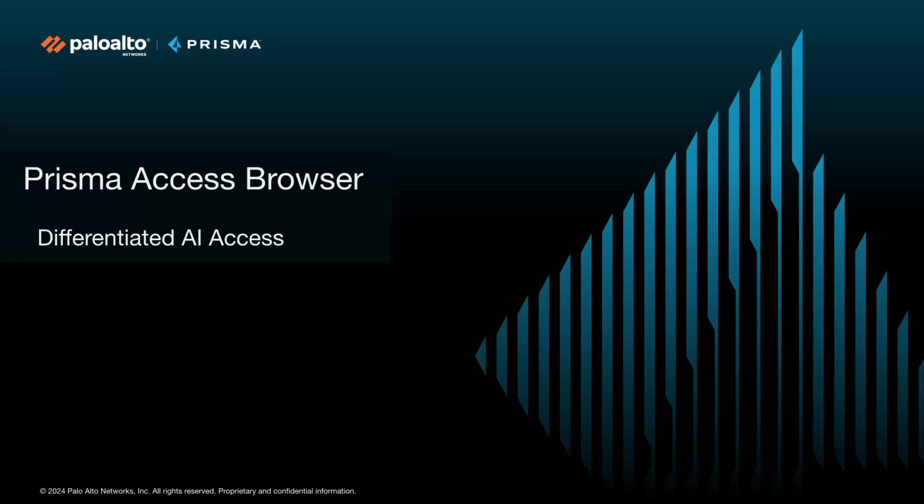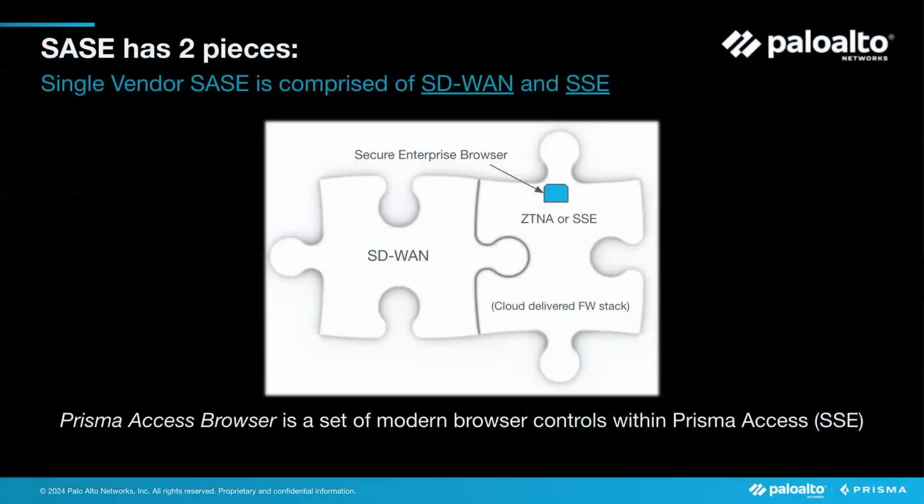The purpose of this video is to give a short, high-level overview of Prisma Access Browser so we can understand the problem that it solves for our customers. Now, as you might already know, SASE consists of two different things coming together. We've got SD-WAN on the left and cloud-delivered security on the right. Some may call this ZTNA or SSE. We call this Prisma Access. And the Secure Enterprise Browser is a subset of capabilities within Prisma Access.